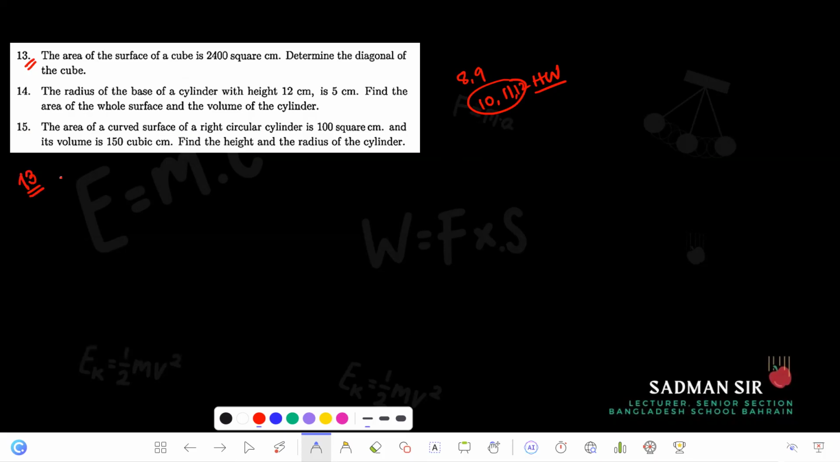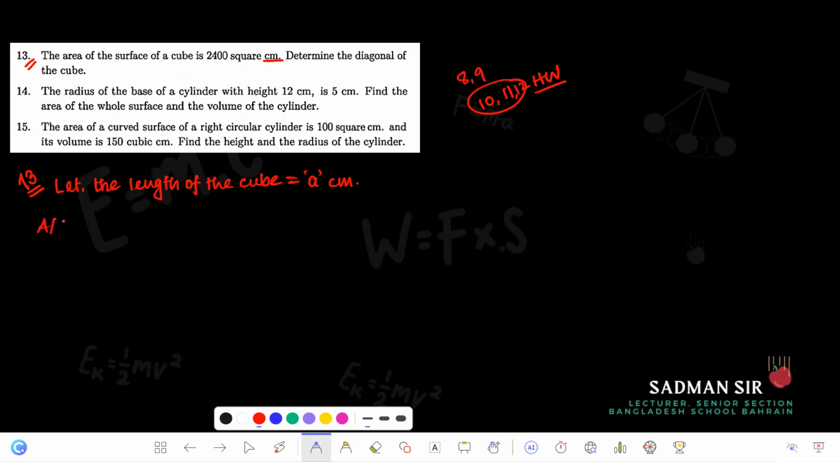Number 13. The area of the surface of a cube is 2400 square centimeter. We have to consider that the length of the cube is equal to a. We consider centimeter because it is mentioned centimeter. Now, for a cube, we need to mention only length because breadth and height, all of them are equal, right?